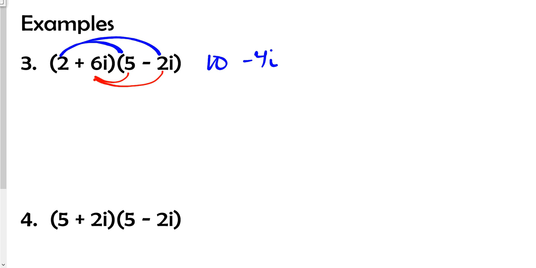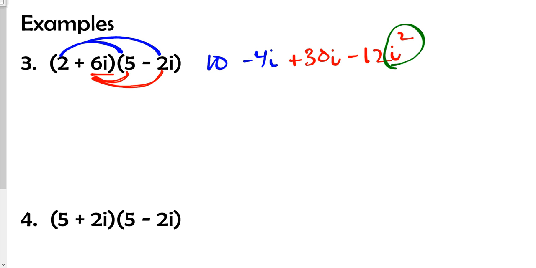So then I'm going to look at the next distribution. I have this 6i, and I'm going to multiply it by 5. Well, 6 times 5 is 30, and it's positive, so plus 30i. And then we have 6i times negative 2i. Well, 6 times negative 2 is negative 12, and then i times i is i squared. But, lo, what is i squared? That's right, it's negative 1.